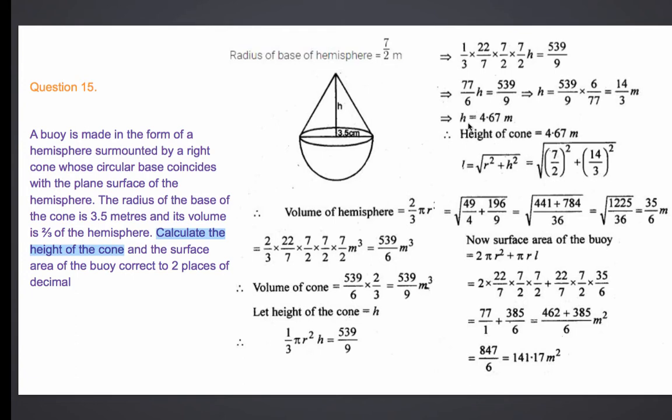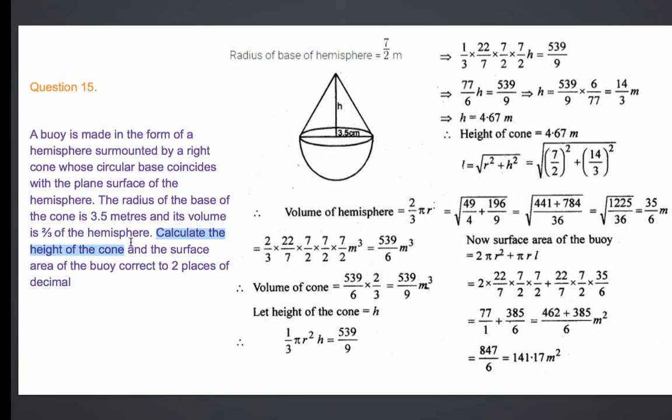Now let's calculate it out. 2 ones are 2, 2 elevens are 22, 7 and 7 cancel. So I'm left with 11 into 7, 77, and 3 twos are 6. 77 upon 6 h equals 539 upon 9. On doing the calculation, this will be taken to the other side as reciprocal. So 6 upon 77, we get the value in decimal as the height of cone, which is 4.67 meter, correct to 2 decimal places.